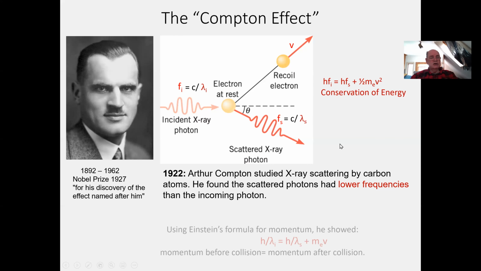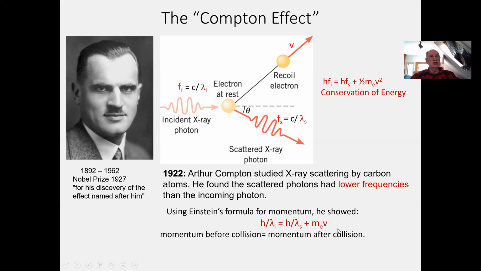And what he's able to show is that Einstein's momentum equation holds in this process, that the momentum of the incoming X-ray photon is equal to the momentum of the scattered photon plus the regular, normal, everyday momentum of the electron, mv. Okay? And what really gets physicists going is that this v is a vector quantity. Not only do you have to get the number right, but you have to get the direction right in order for the conservation of momentum to hold.